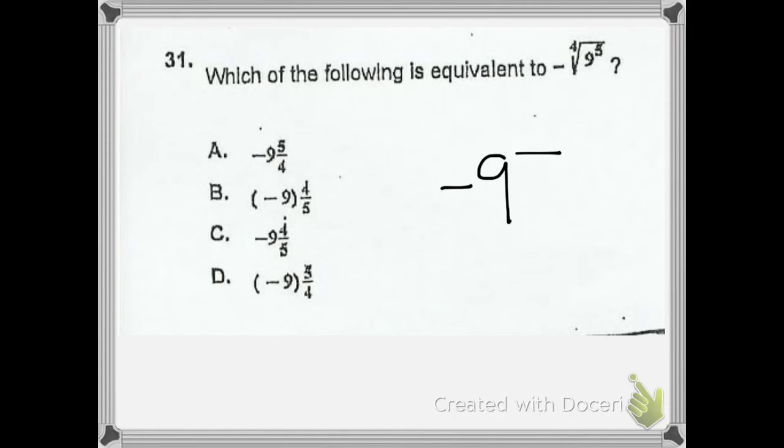Number 31, which of the following is equivalent to negative 4th root of 9 to the 5th power? So you want to write this in exponential form. Your negative stays the same. Your base of 9 stays the same. Remember, your root is your denominator, so it would go in the denominator of my exponent, and my power is my numerator, so that would be my numerator. So my answer would be A.